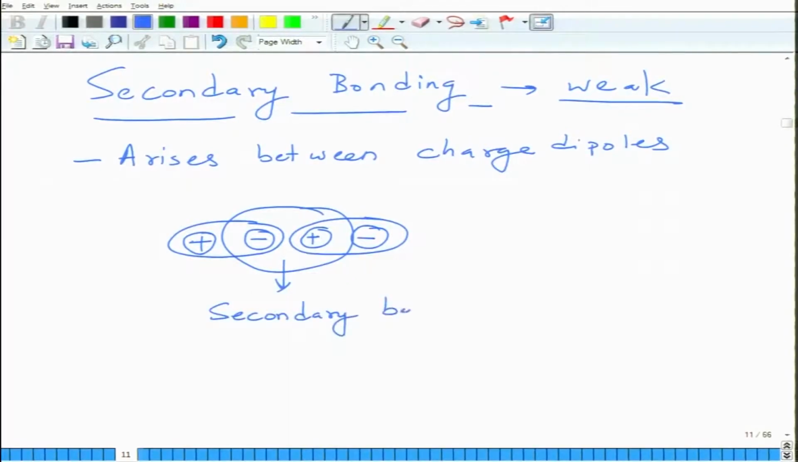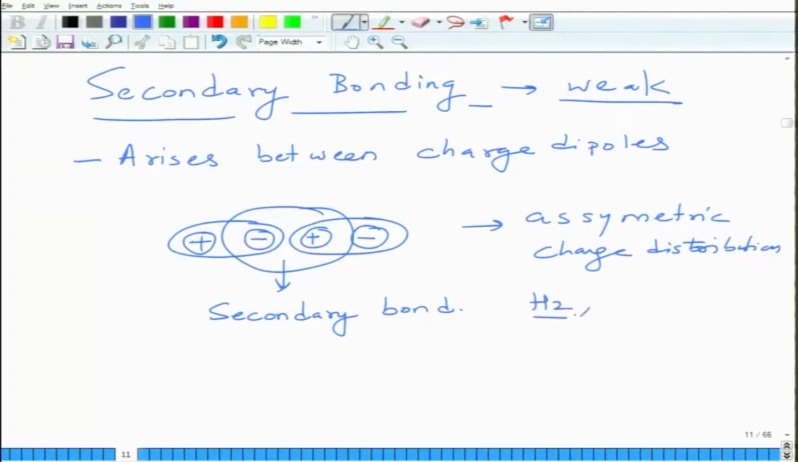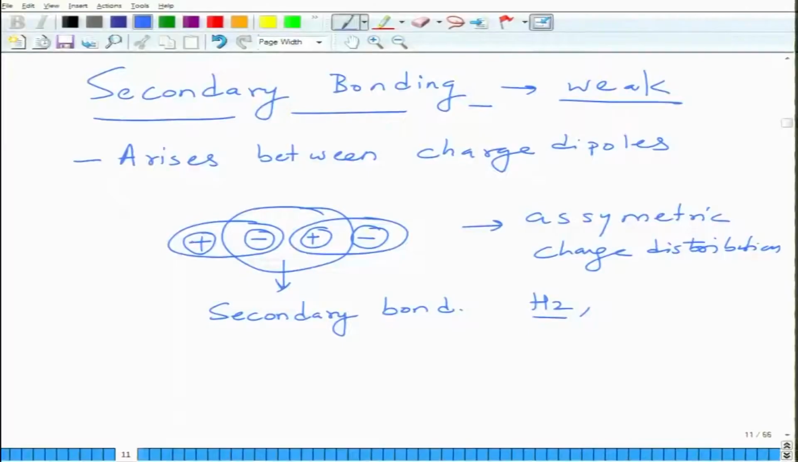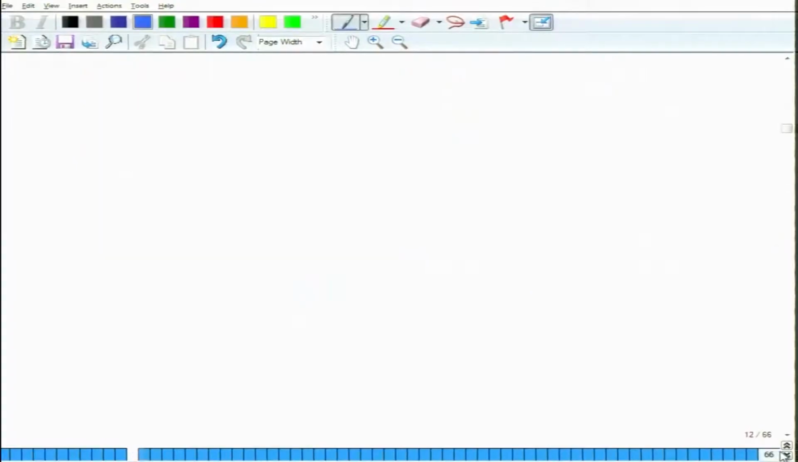they form what is called a secondary bond. Okay. So, this is because of asymmetric charge distribution, and when you have asymmetric charge distribution you will have formation of electric charge dipoles. Okay. So, this happens in things like hydrogen; most of the gases have this kind of van der Waals structure because they have very weak bonds. Water molecules are secondary bonded.